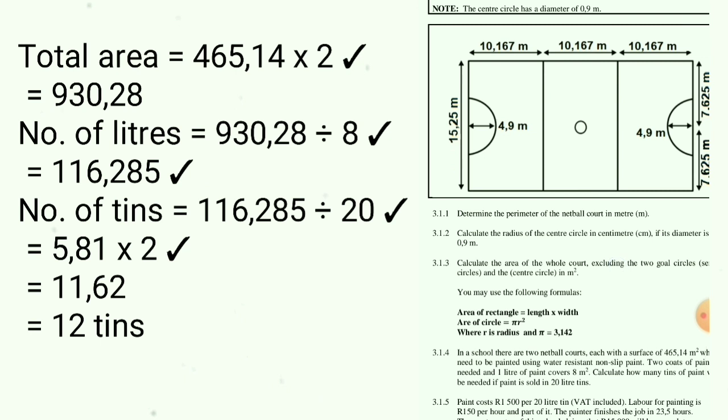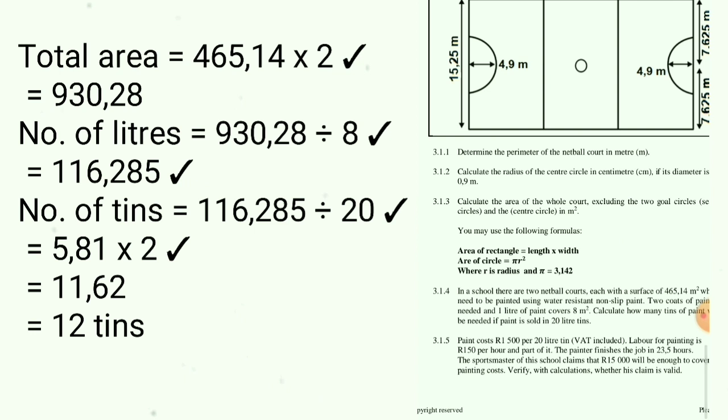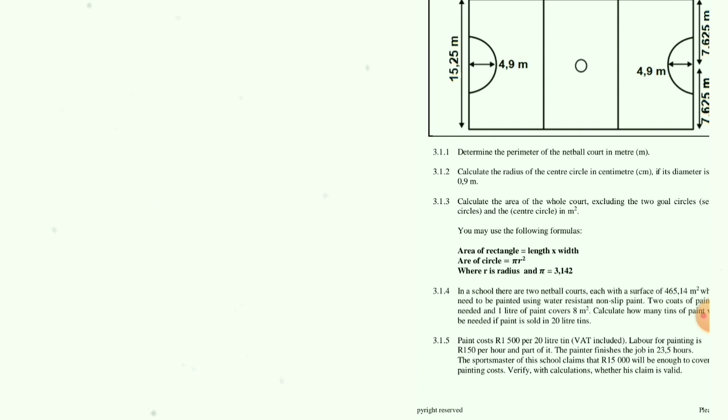Then there are 12 tins. We'll just round off. Okay, we are going to the tricky one now guys. Paint costs 1,500 per 20 liter tin, VAT included. Labor for painting is 150 per hour, and this painter finishes the job in 23.5 hours. We can say it's 24 hours. We can just round off and say in 24 hours. The sports master of this school claims that 15,000 will be enough to cover all the painting costs. Verify with calculation whether his claim is valid.